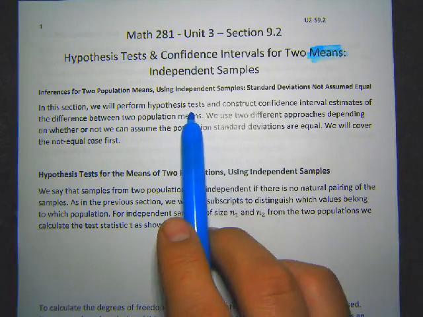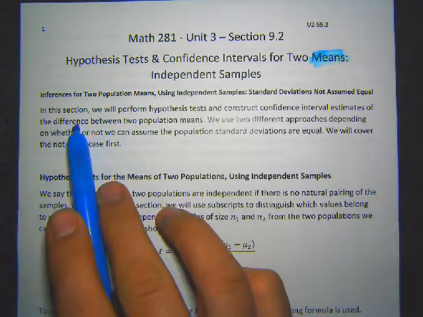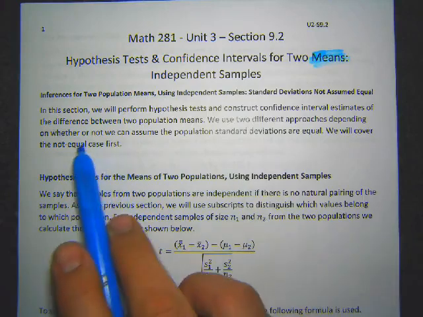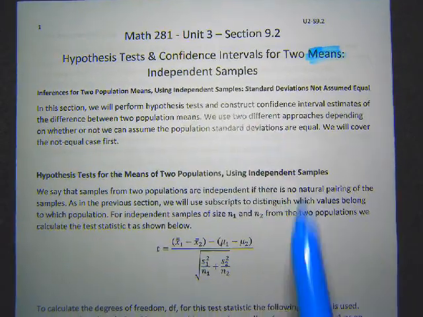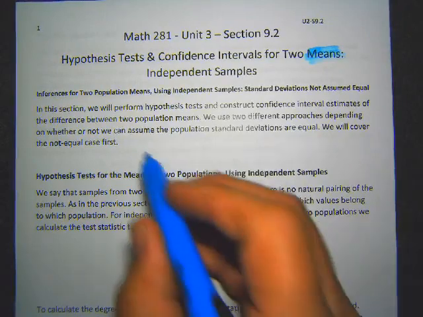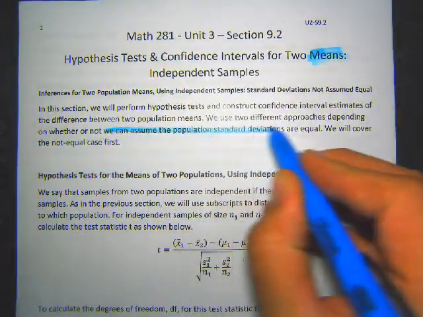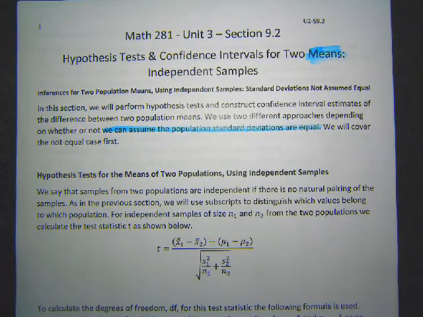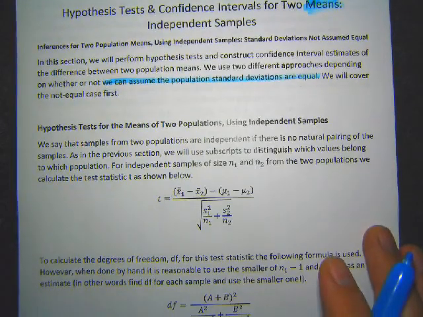So in this section, we're going to do those hypothesis tests and confidence intervals of the difference between two population means, so the average for two different populations. We'll have two different approaches. It's all based on whether or not we can assume the population standard deviations are equal. We're going to do the not equal case first, and then we'll do the equal case later. When it comes to the actual practice of this, you'll see it's basically just like checking one little box in the calculator, so it's not going to make a big difference. You have to hopefully notice why we do that. We'll talk about that a little bit.